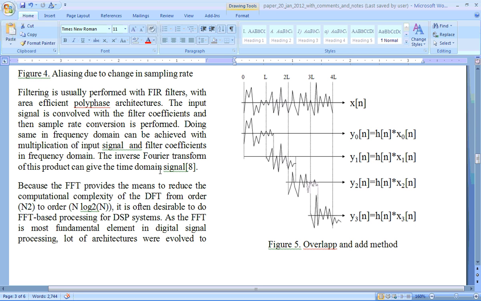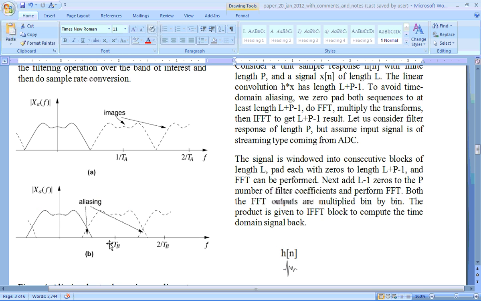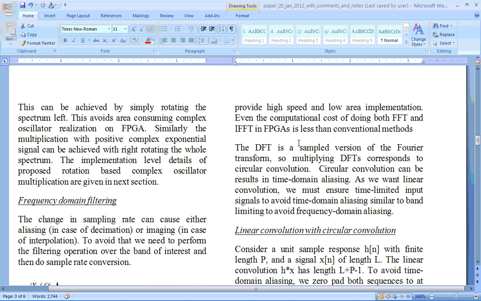So after doing that frequency domain multiplication, we get back to the time domain. FFT provides a means to reduce the computational complexity of the DFT from order of n squared to order of n log n; these are all FFT algorithms, and how many multiplications are saved. It is often desirable to do FFT based processing in DSP systems. What we are trying to say is, if you want to do something, don't go for a DFT, compute the FFT only. As FFT is the most fundamental element in digital signal processing, a lot of architectures evolved to provide high speed and low area implementation.